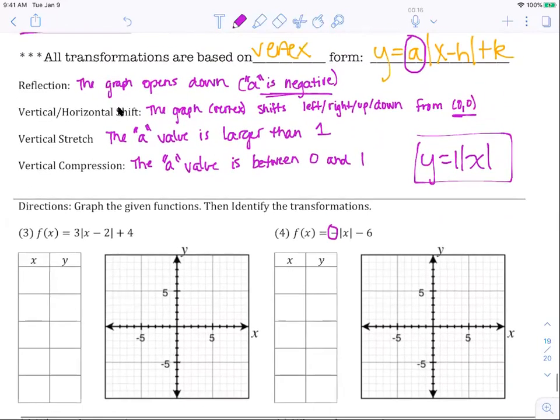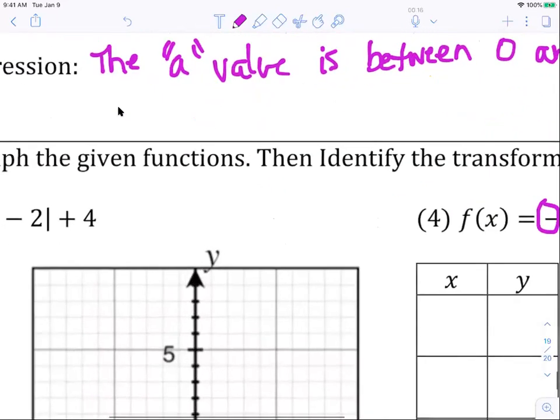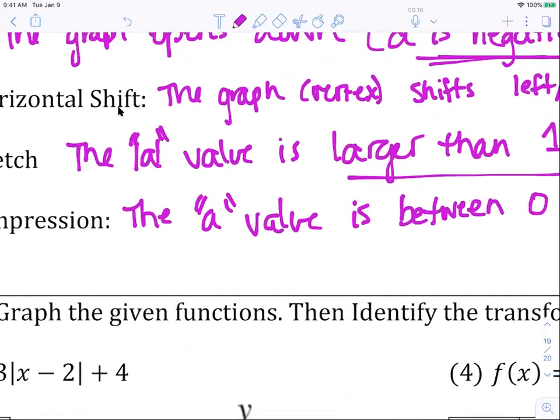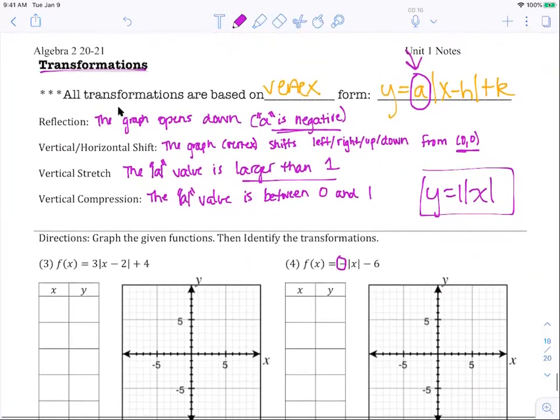So specifically, a stretch is when the A value is larger than 1. Now we say the A value, but just so you guys are aware, it's really the absolute value of the A value. Just because the sign in front, if it's negative, that's a different transformation. That is when it's a reflection. If the A value is negative, that has no effect on whether or not you're stretched or compressed. So if your A value is larger than 1, you're going to be a stretch.